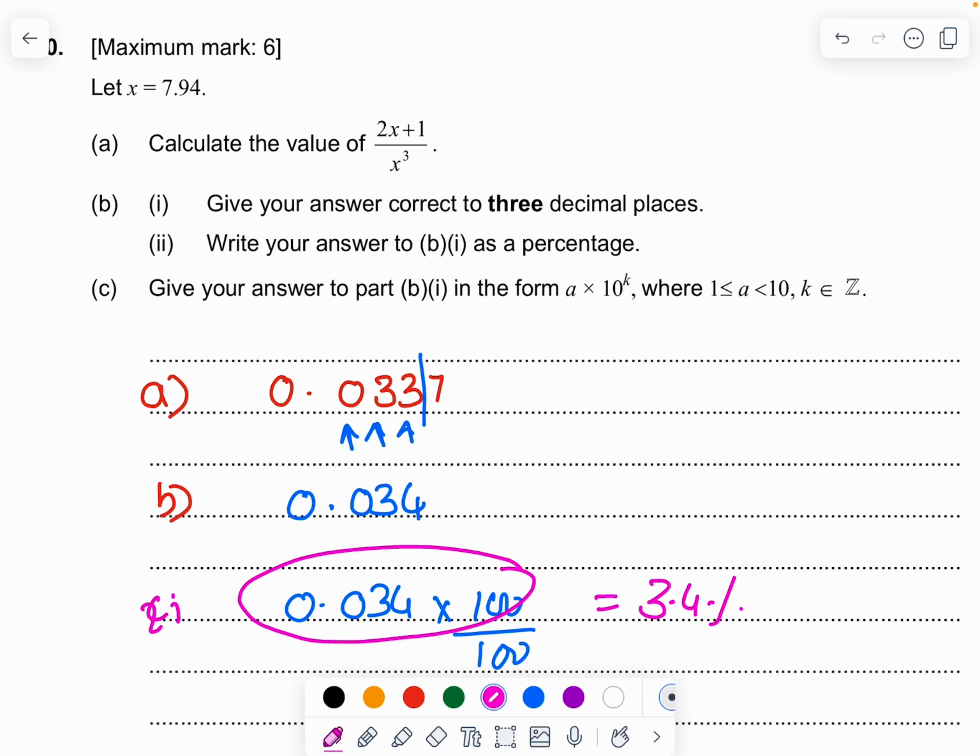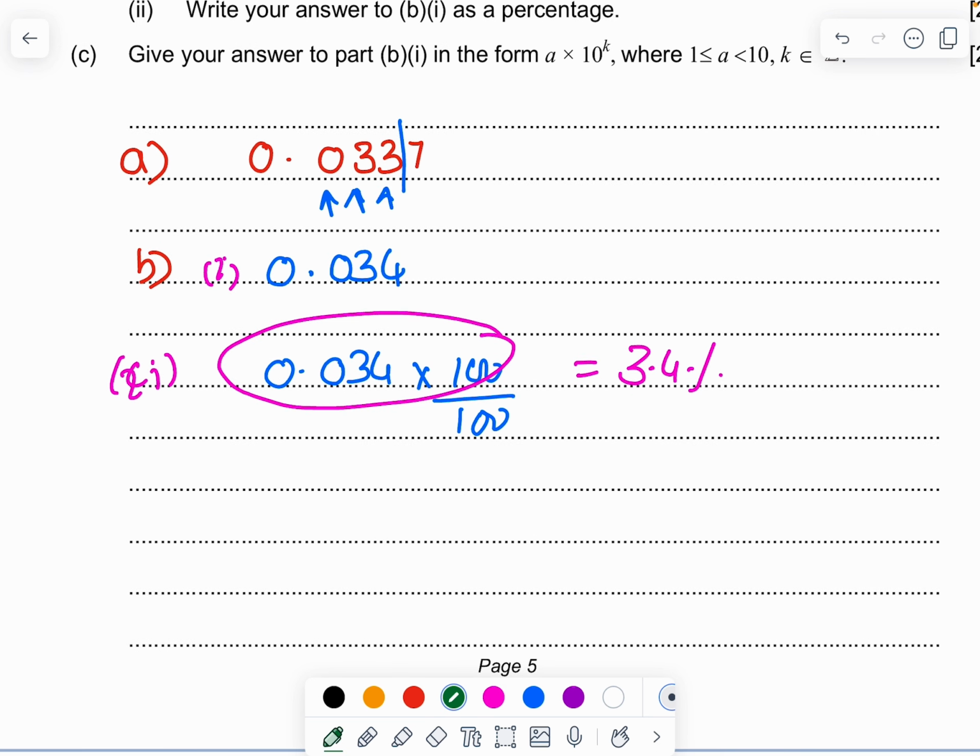This is part 2. Give your answer of B1 in the standard form. So B1 is 0.034. How do I write it out in standard form? 3.4 times 10 power negative 2.